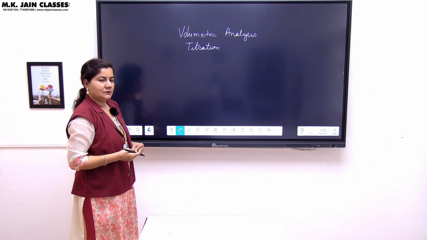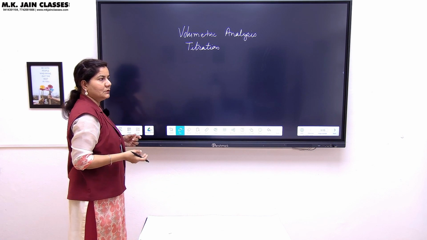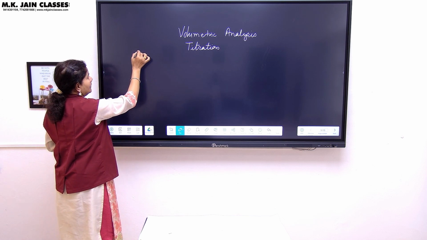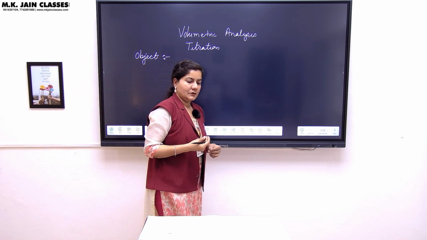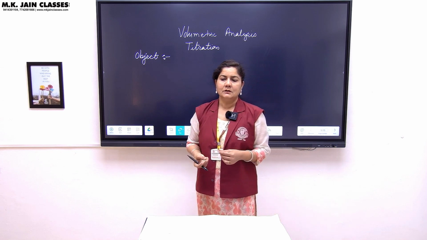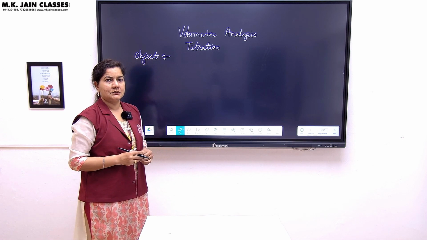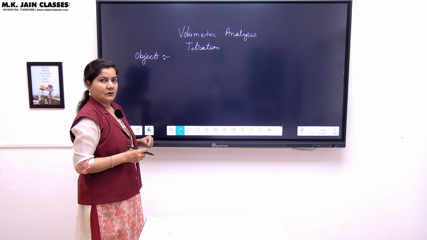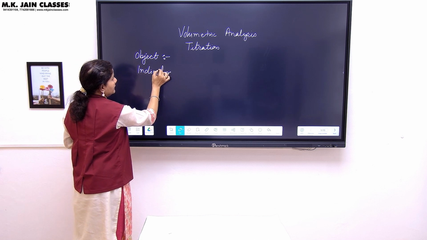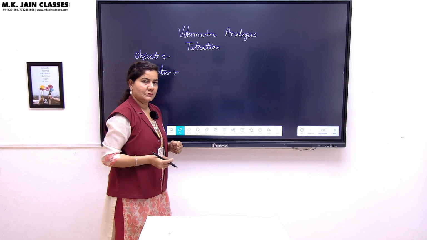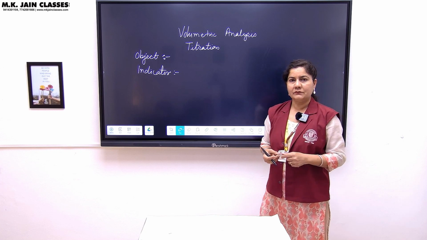So during the titration, we follow some instructions. So how do we write the titration in the notebook? First of all, we have to know the main object. In the object, we write that we are going to calculate the molarity or strength or percentage purity of the unknown KMnO4 solution in the titration. So first we write the object, then we write the indicator. For the indicator, we know that we are going to perform the KMnO4 titration against ferrous ammonium sulfate. So here KMnO4 itself is a self indicator.